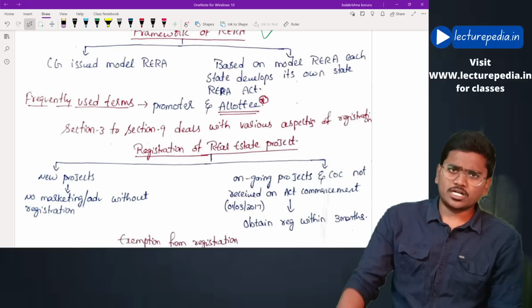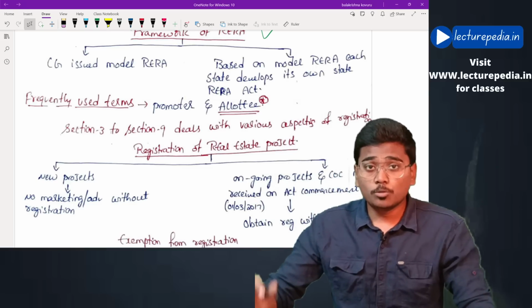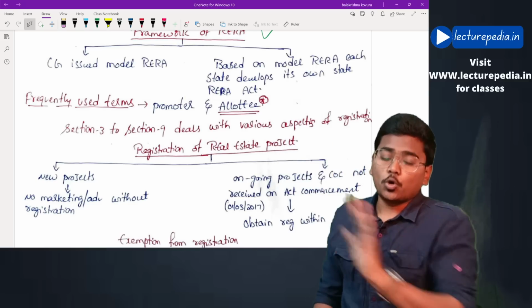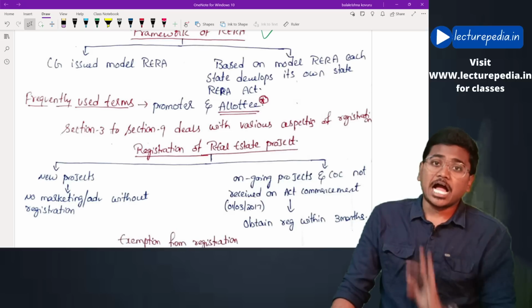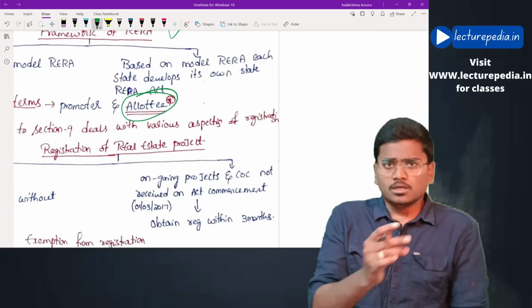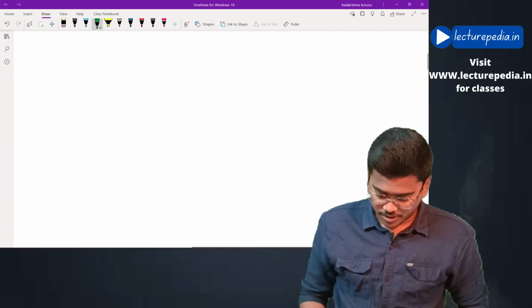On the other hand, allottee. Allottee means a person to whom the plot or apartment is sold. That person will be known as allottee. Now, in relation to allottee, there is one important point that I will share with you.